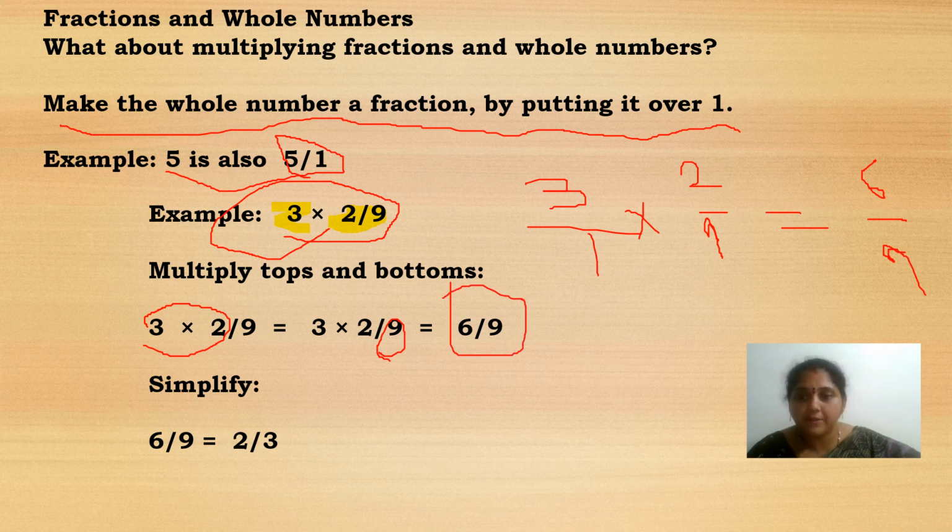Can I simplify 6 by 9? Yes, I can simplify. In which table? I can simplify 6 by 9 in the 3 table. Yes or no? Yes. 3 twos are 6, 3 threes are 9. So when I simplify it, I get 3 twos are 6 and 3 threes are 9. So my last fraction is 2 by 3. Hope you have understood how to multiply a fraction number into a whole number.